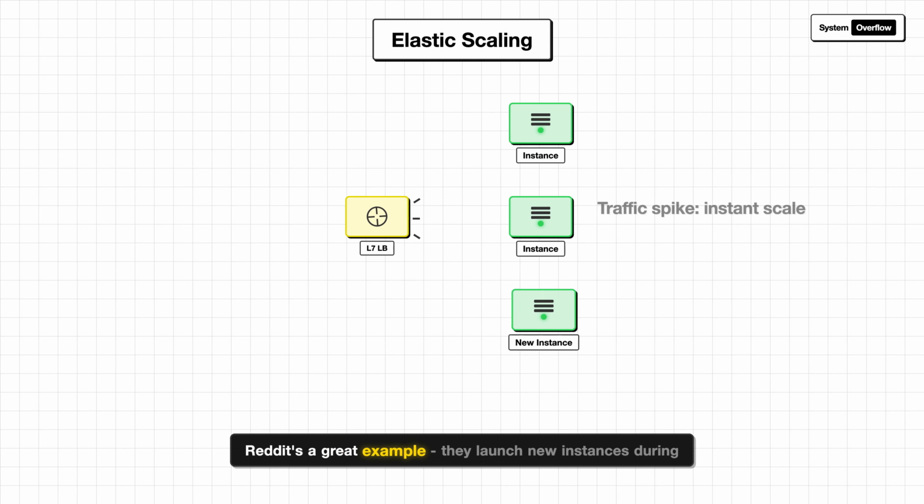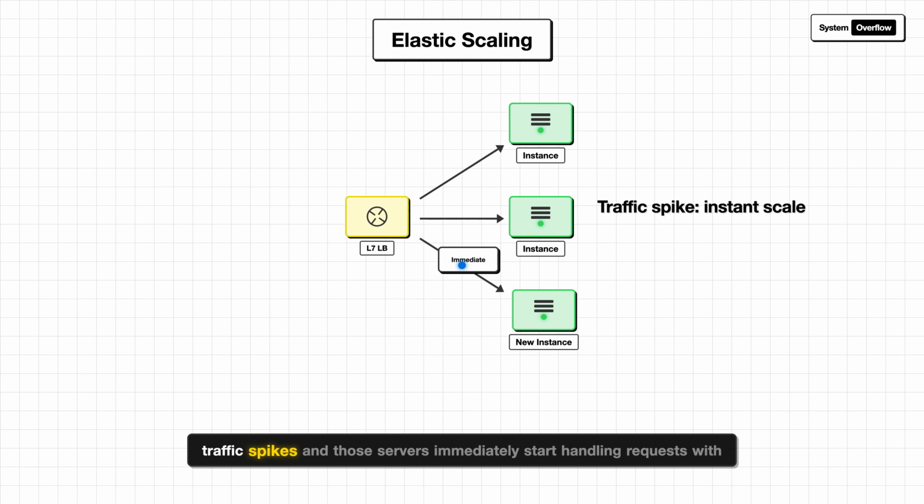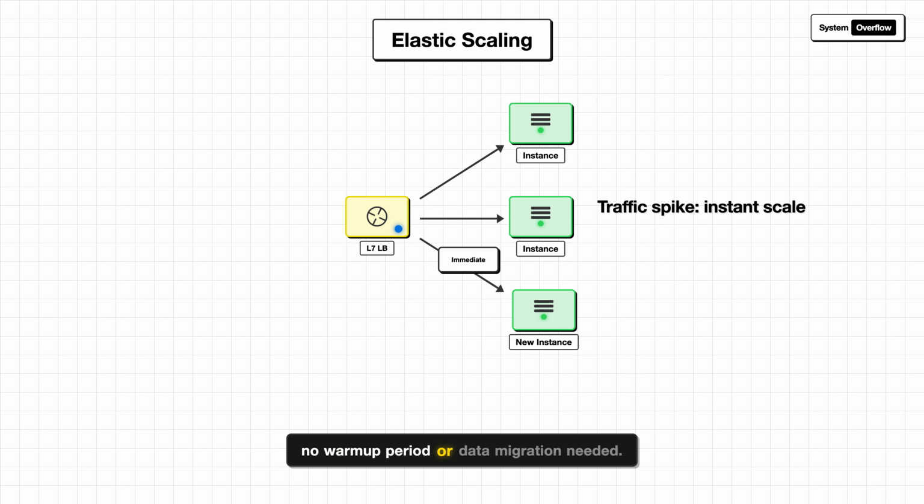Reddit's a great example. They launch new instances during traffic spikes, and those servers immediately start handling requests with no warm-up period or data migration needed.